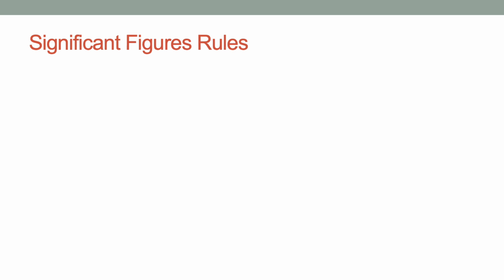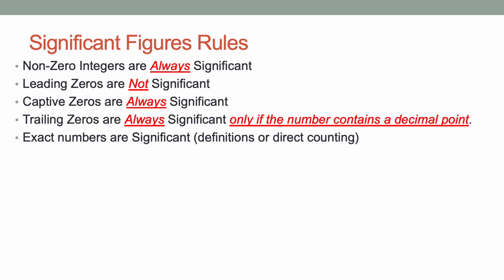Significant figure rules. Non-zero integers are always significant. These are values 1 through 9. The trick is to identify if the zeros are significant. There are three kinds of zeros: leading zeros, captive zeros, and trailing zeros.